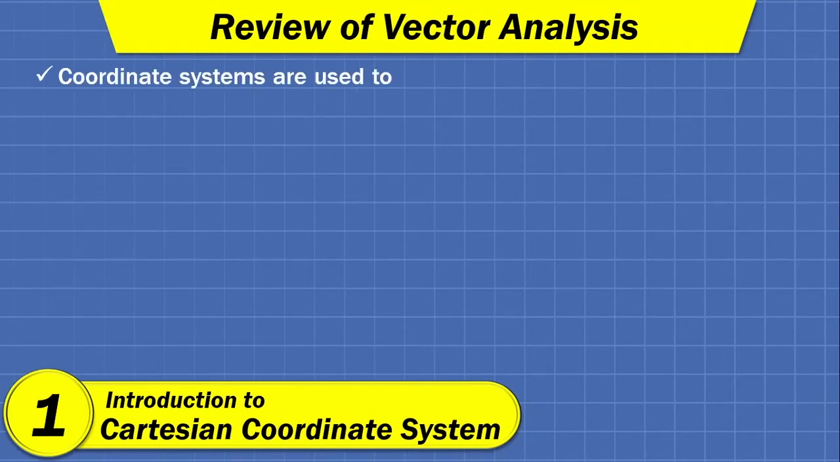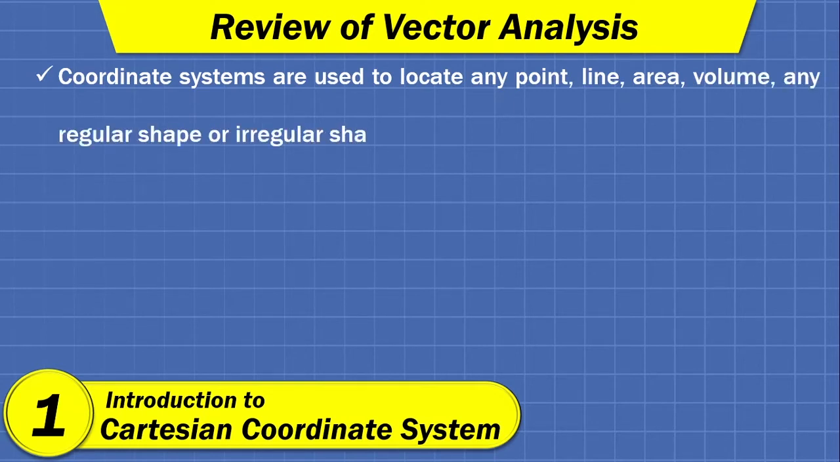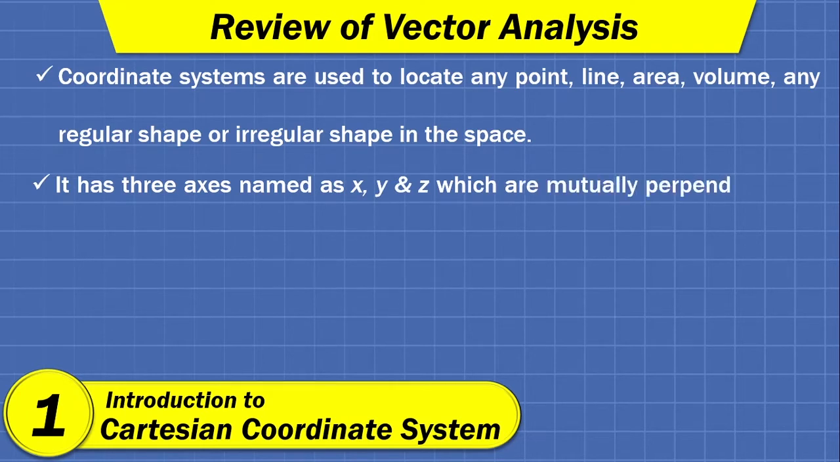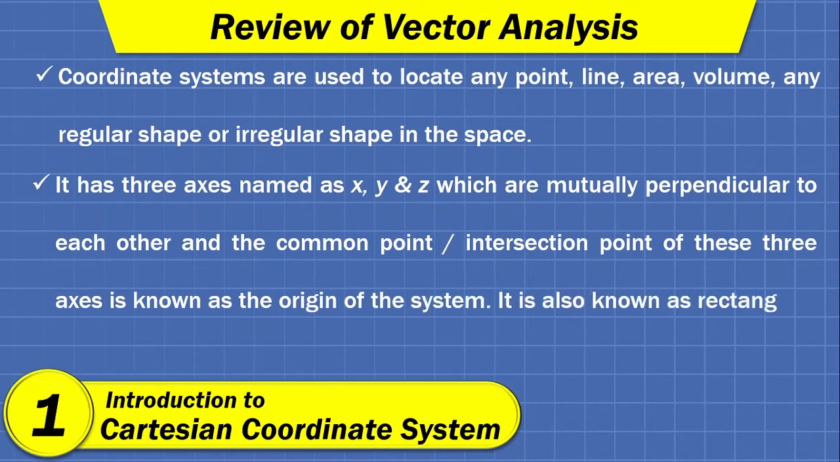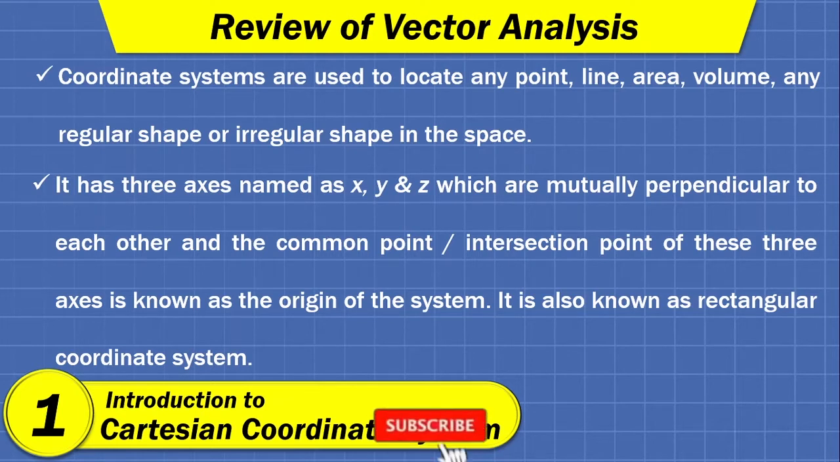Any coordinate system is used to locate any point, line, area, volume, any regular shape or irregular shape in space. It has three axes named x, y and z, which are mutually perpendicular. That means each pair of axes will make a right angle among themselves, and the common point or intersection point of these three axes is known as the origin of any Cartesian coordinate system. The Cartesian coordinate system is also known as the rectangular coordinate system. We will see why it is also called a rectangular system.